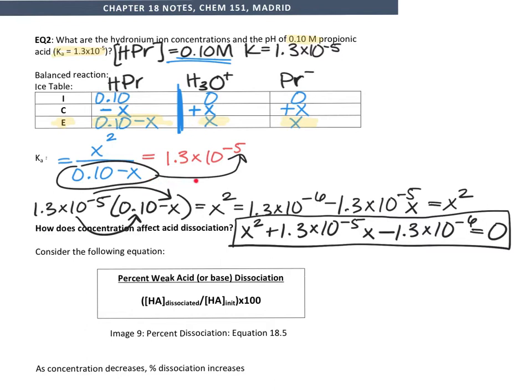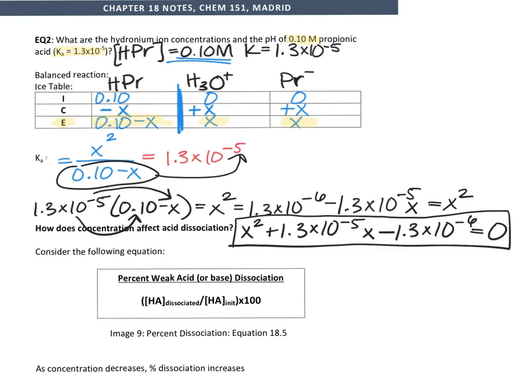So I've cross multiplied this over to the right hand side, so I should have 0.10 minus x, which I do, times 1.3 times 10 to the negative 5. If I distribute this into 0.1, that should give me 1.3 times 10 to the negative 6. And distributing this over should give me 1.3 times 10 to the negative 5 x. There's the negative, great. And then x squared's on the right. I'm going to add this expression over, so I get plus 1.3 times 10 to the negative 5 x, and I'm going to subtract this over for minus 1.3 times 10 to the negative 6 equal to 0.